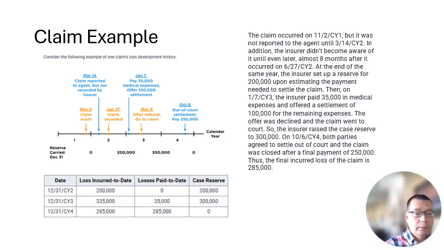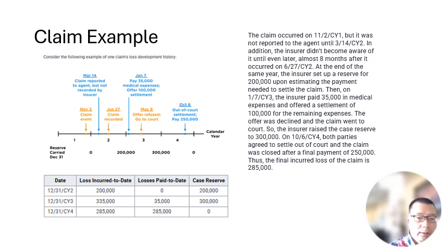Now let's look at each year's loss incurred to date, loss paid to date, and the case reserve. In the second year, 200K was settled, but it's not paid yet. So this is a case reserve, but it is also considered a loss incurred to date, because loss incurred to date is the loss paid to date plus case reserve.